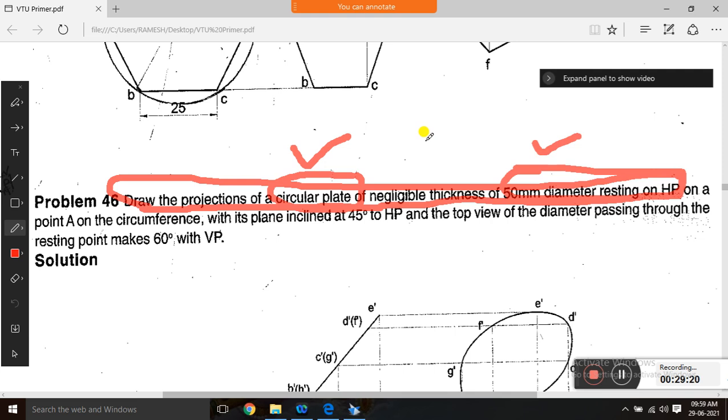Here there is no edge condition or corner condition. In a circular lamina, we won't get any kind of edge or corner condition, because a circular lamina doesn't have any edges or any corners. Simply, it is a circular plate of 50 mm diameter resting on HP.